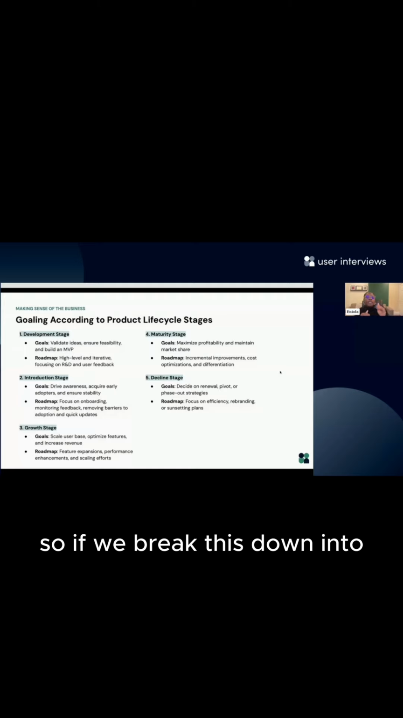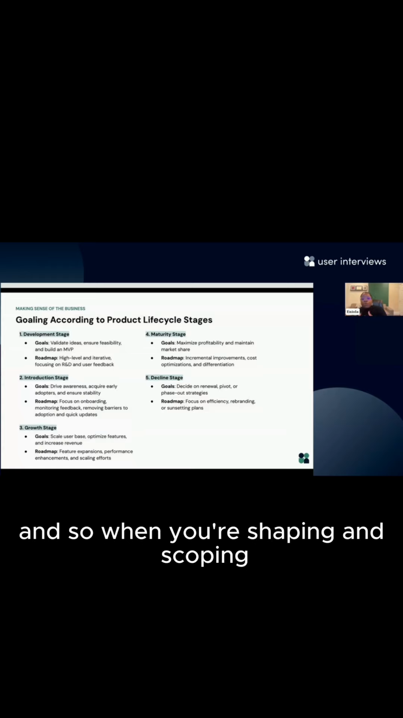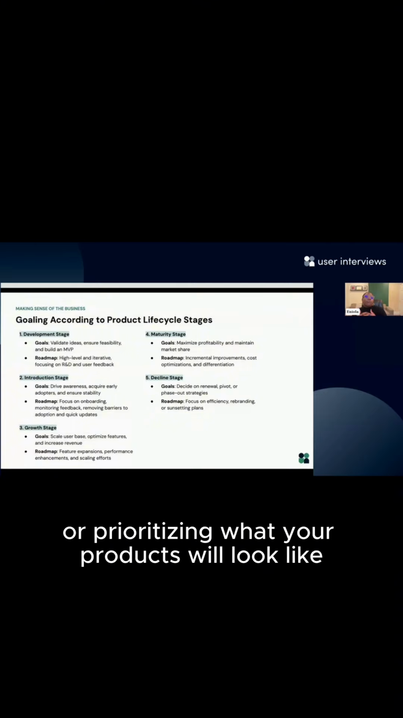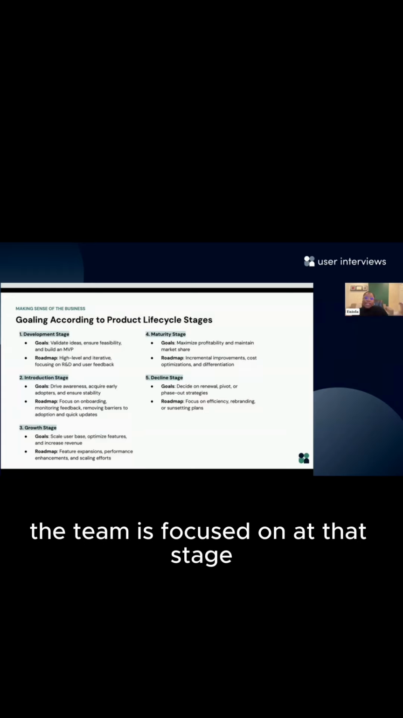So if we break this down into the goals that are happening at each stage, your research roadmap should reflect where the product is. And so when you're shaping and scoping what kind of projects you're going to do or prioritizing what your projects will look like, it's important to understand first where the product is and what the team is focused on at that stage.